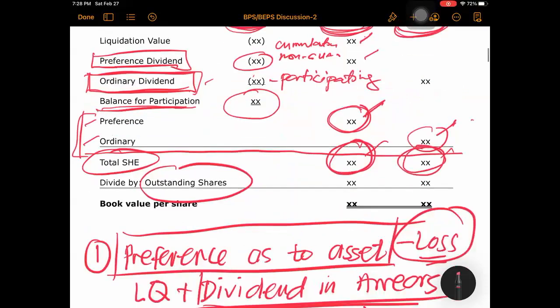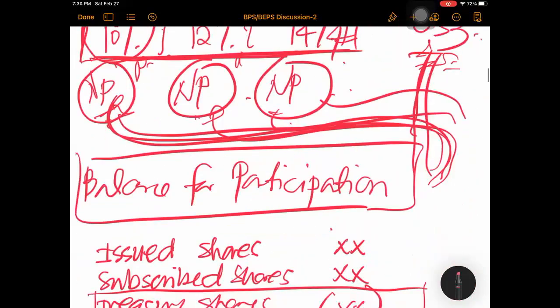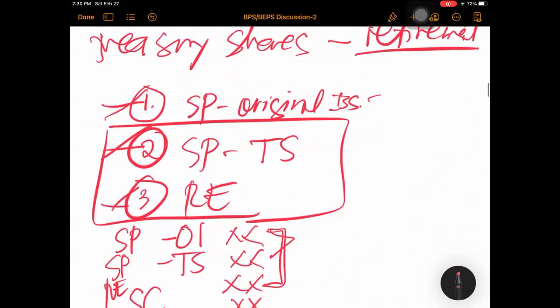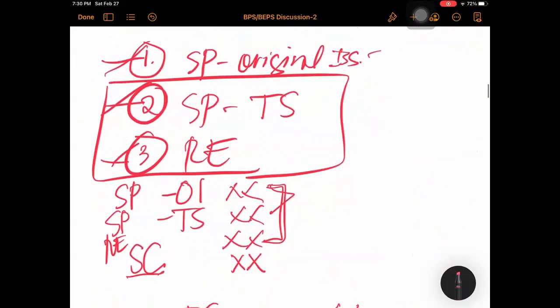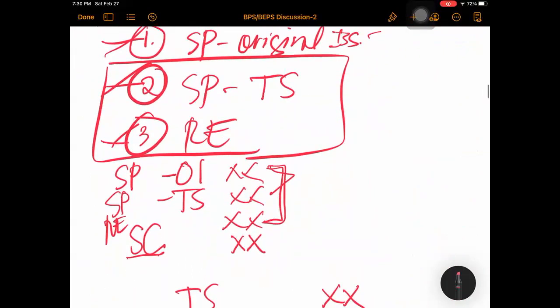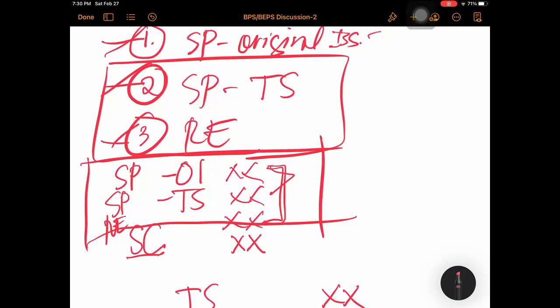Why? Because nag-retire ta dire, pwede na ang balance sa imong excess over par will be changed. Why? Because of the retirement of the treasury shares. So, kinahanglan ka mo adjust. So, you need to compute the adjusted balance of your excess over par if naay treasury shares. Depende po sa effect sa treasury shares. So, depende sa effect. Okay, so pantayin ninyo ni.